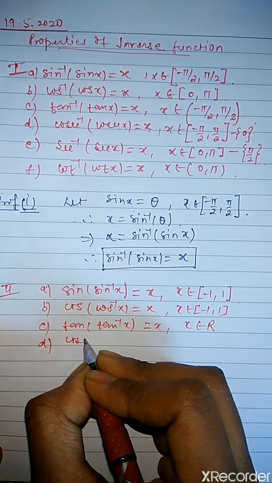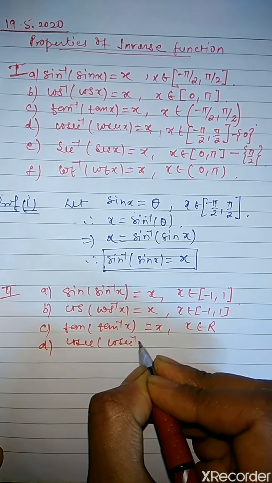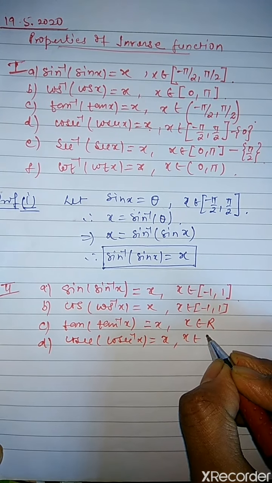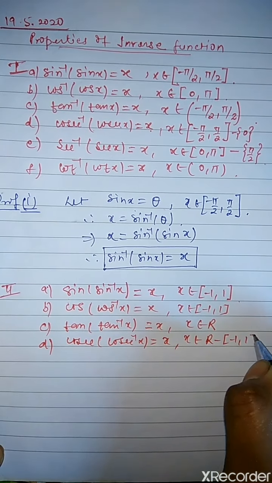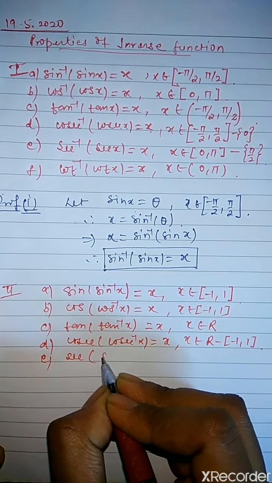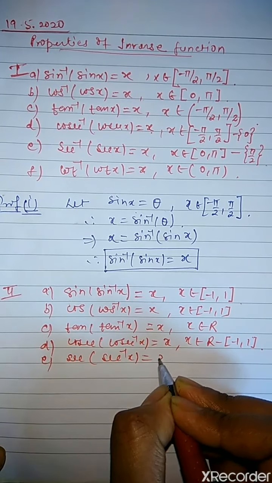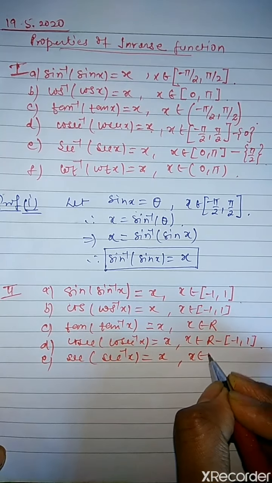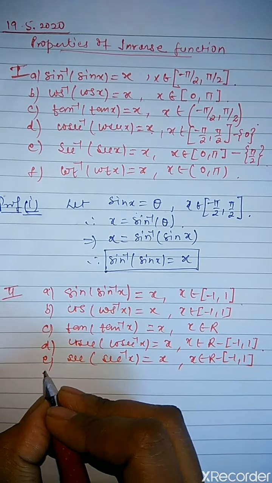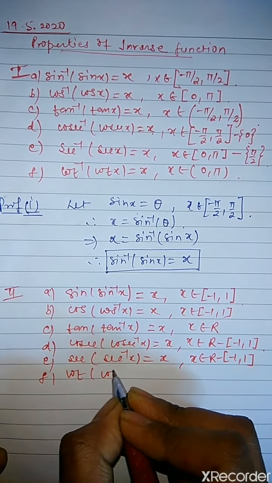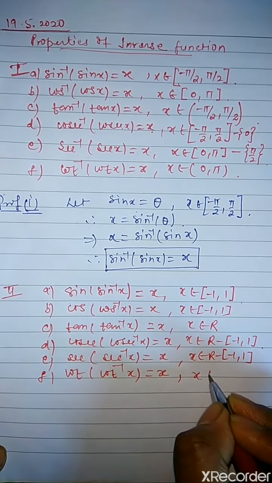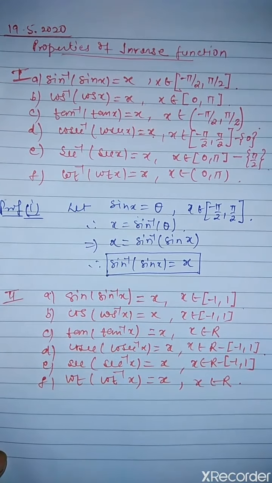The fourth one is cosec of cosec inverse x equals x. The condition is x belongs to R minus the interval minus 1 to plus 1. For sec of sec inverse x, again we have x, and here x belongs to R minus the interval minus 1 to plus 1. Now the last one is cot of cot inverse x. This is again equal to x, but the condition is x belongs to the real numbers R.